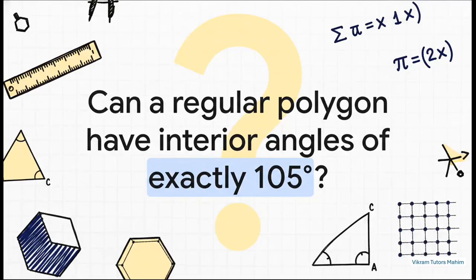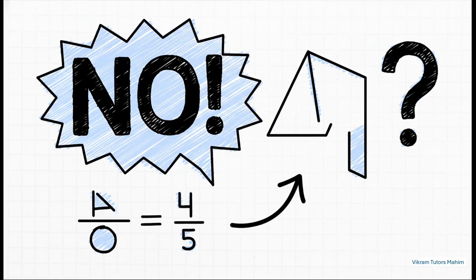All right, time for a final challenge to see how powerful these rules really are. Is it possible to have a regular polygon, remember, perfect sides and angles, where every single interior angle is exactly 105 degrees? Let's see what the math says. And the rules give us a definite, flat-out no.